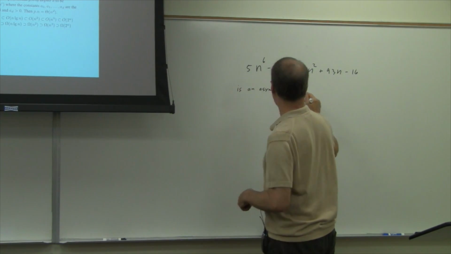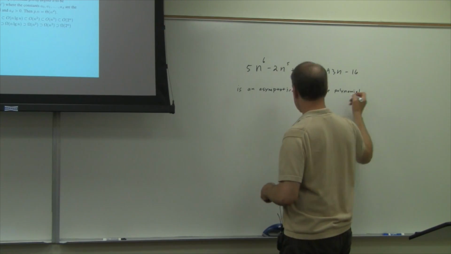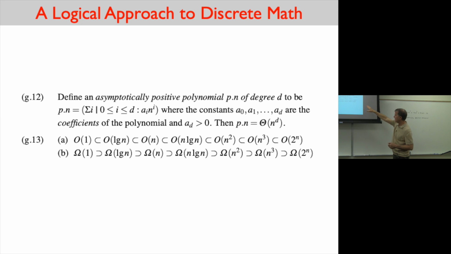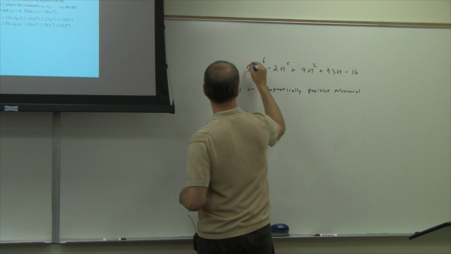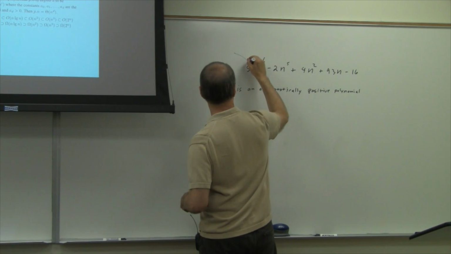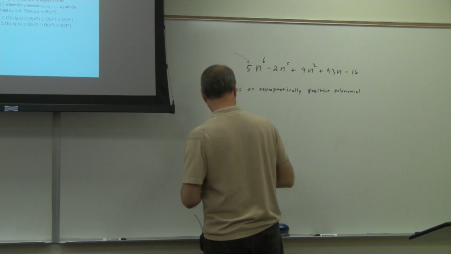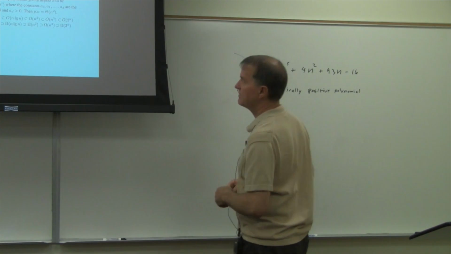Asymptotically positive polynomial. Now, why is it an asymptotically positive polynomial? Because it's in this form, and these constants are all coefficients, and furthermore, this one is what? What do you know about this a sub i? What is this a?